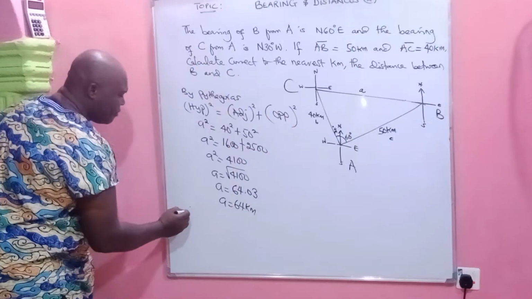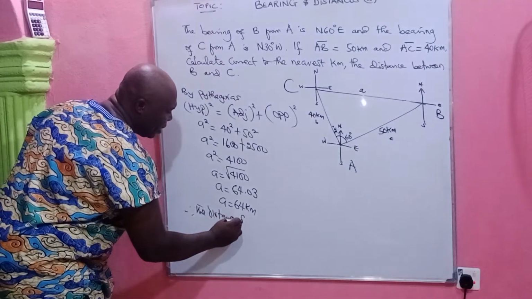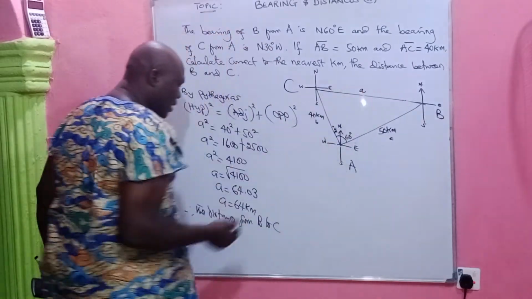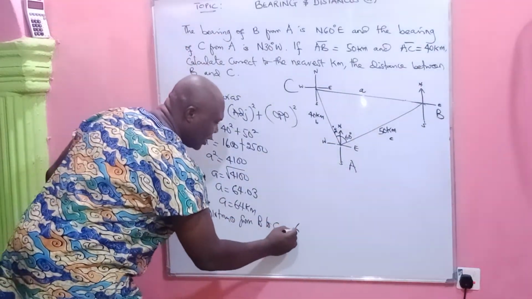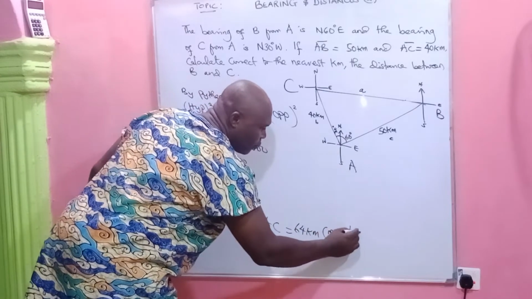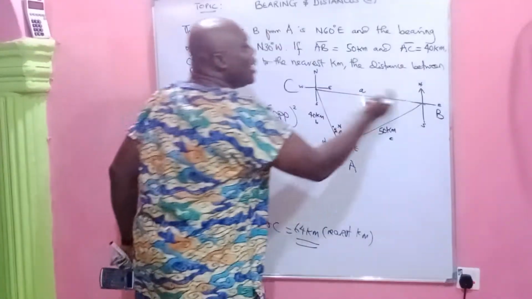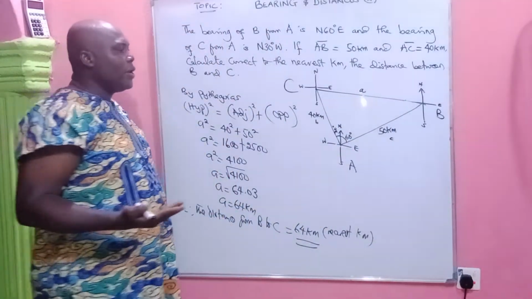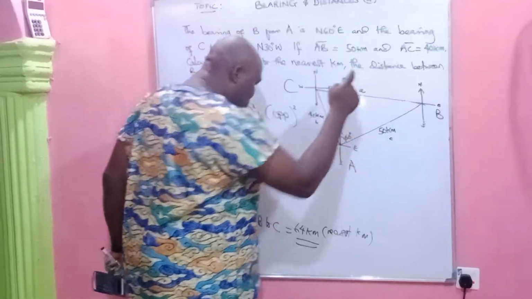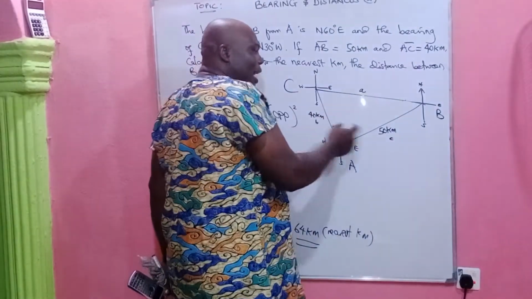Now you can say therefore the distance from B to C, which is the a, is equal to 64 kilometers to the nearest kilometer. And you can agree with me that this side is actually the longest side, as I said earlier on. Here is 40 kilometers, this side is 50 kilometers, and we have computed this side to be 64 kilometers. It therefore means that this side is longer than these two sides.